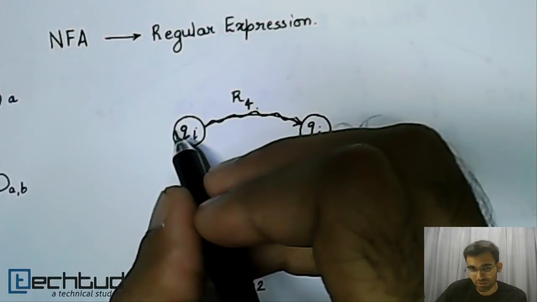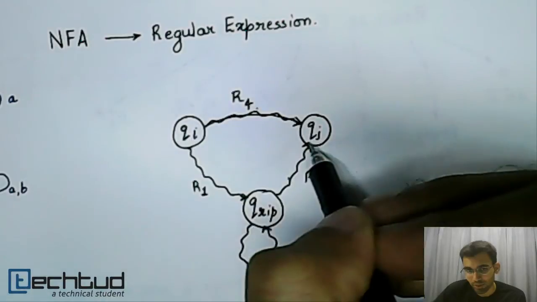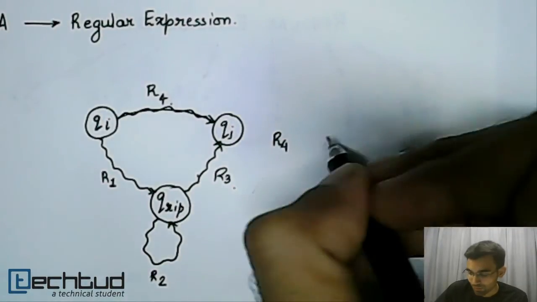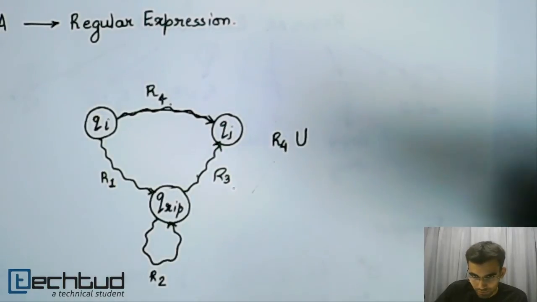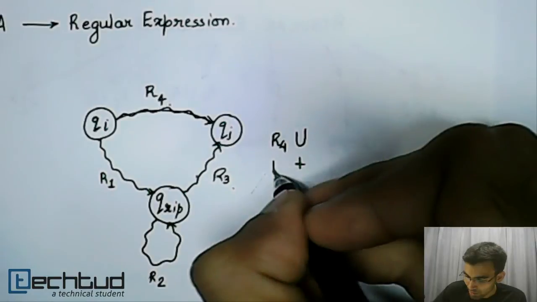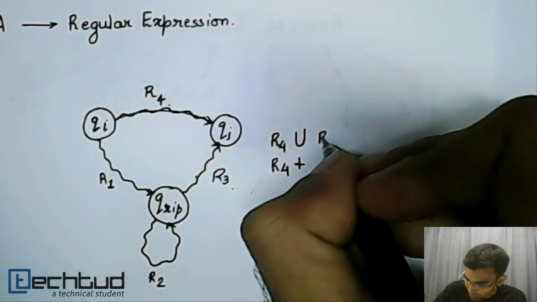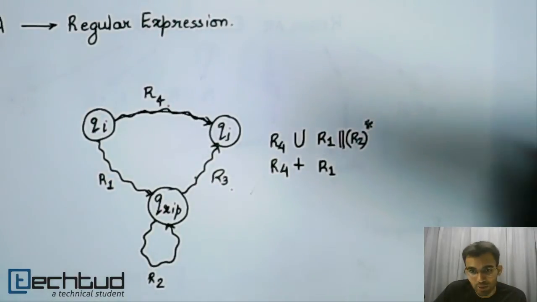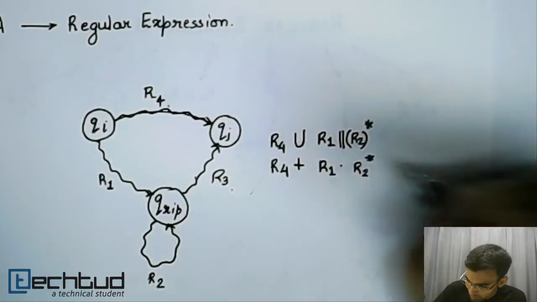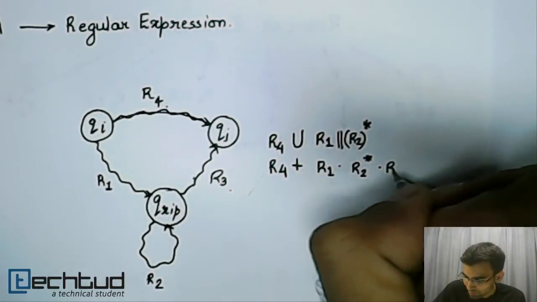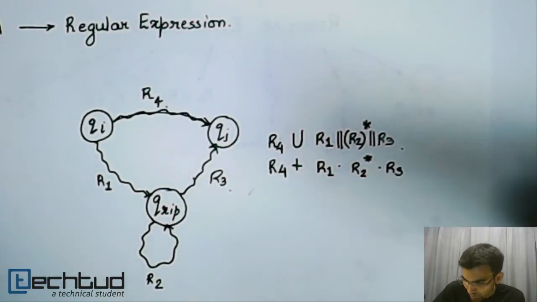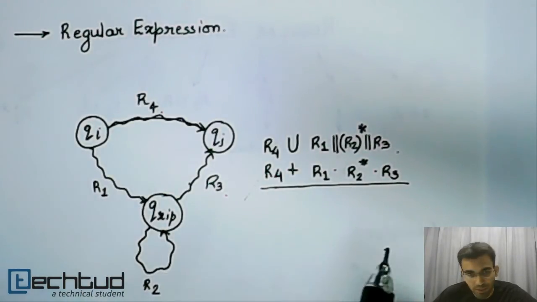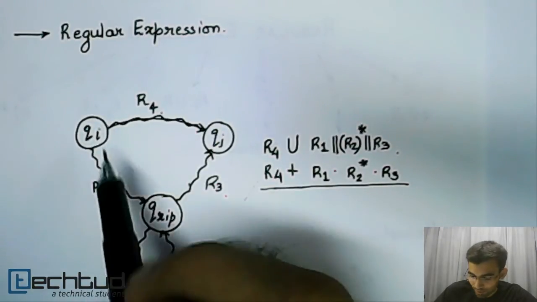So the regular expression that describes all paths from Qi to Qj would be expressed as R4 union, and sometimes we use plus instead of union, so the alternate way is R4 plus R1 concatenated with R2 the whole star, that is the Kleene closure, also alternatively written as R2 star, followed by R3. So this is the regular expression that describes all paths that take you from Qi to Qj through states other than Qrip and through Qrip.